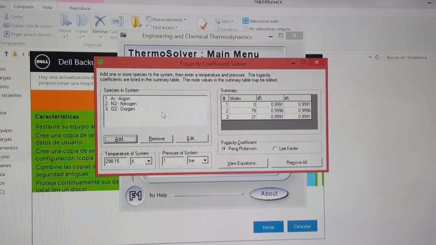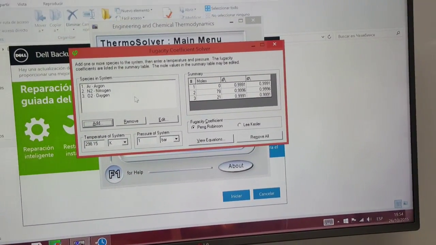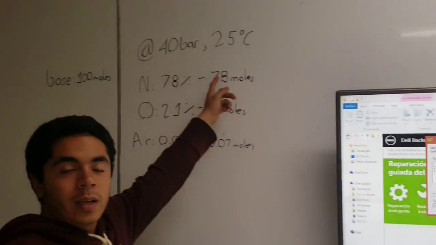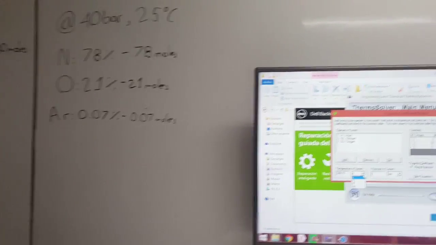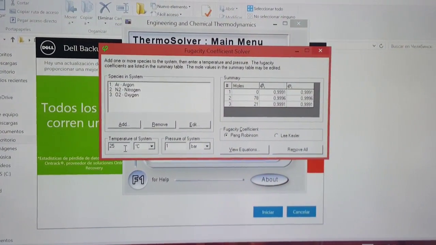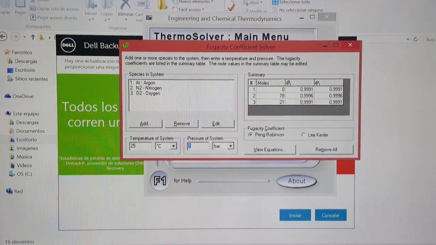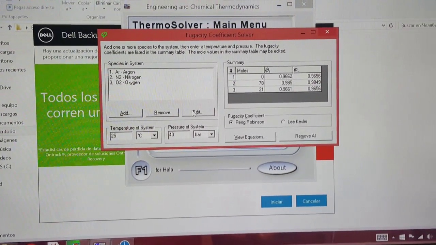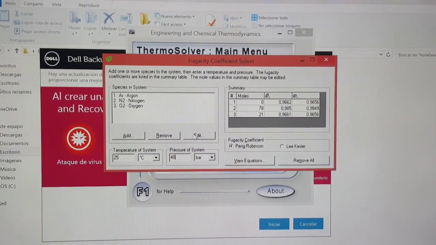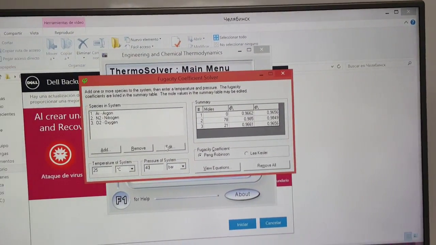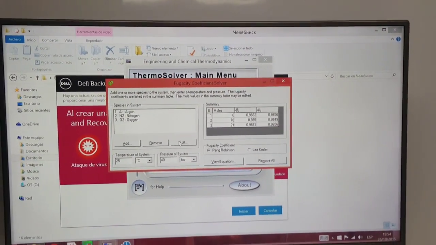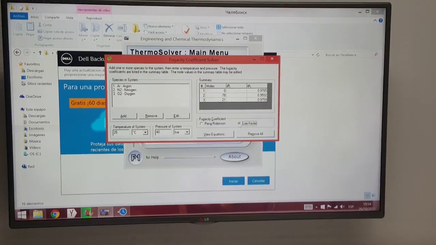Now I have added all our species to the system, but I need to put in the conditions of our system, that is the temperature and the pressure. So I'm going to change to centigrade and put 25. After that, I'm going to put 40 bars of pressure. Now this is very important, because we have two different ways to obtain the fugacity coefficient: the Peng-Robinson equation and the Lee-Kesler. We're going to use the Lee-Kesler equation.